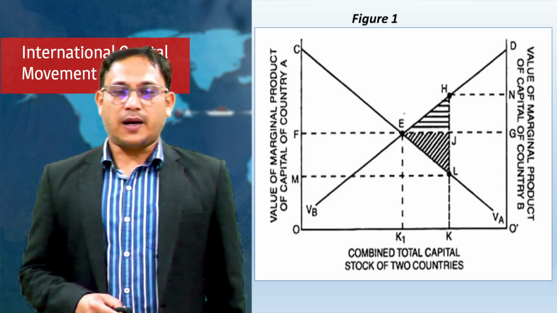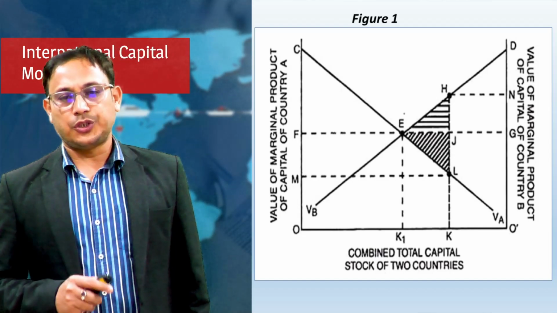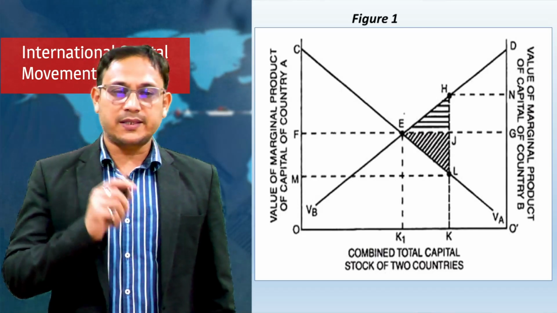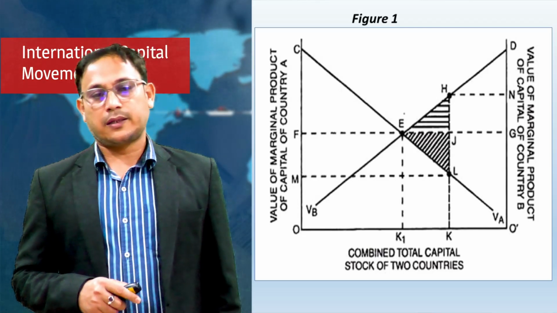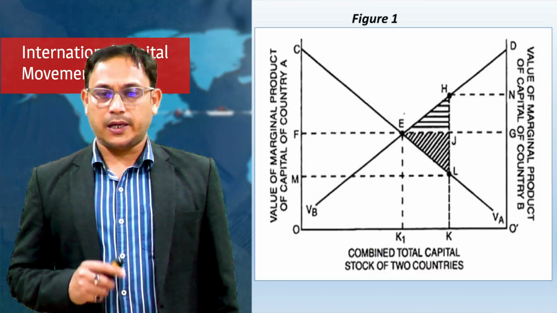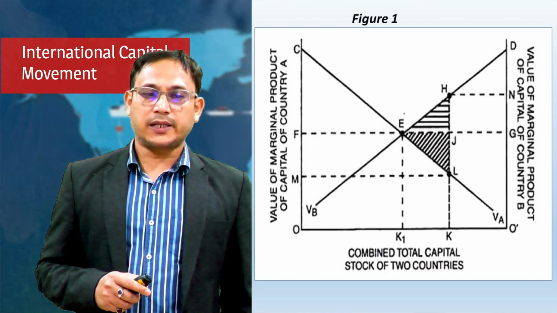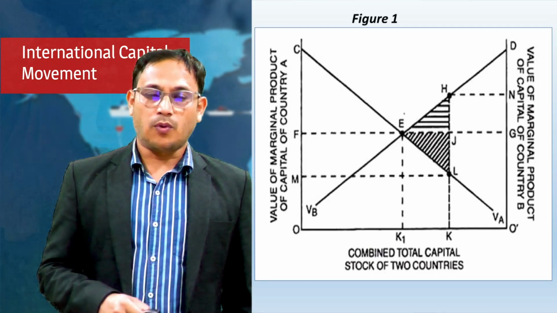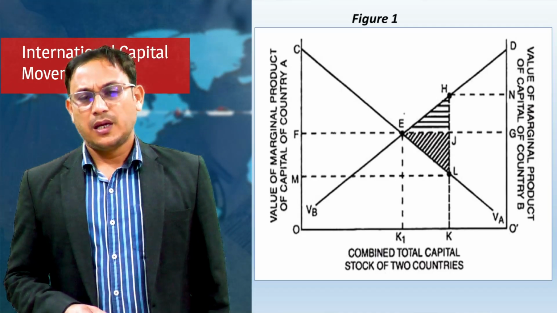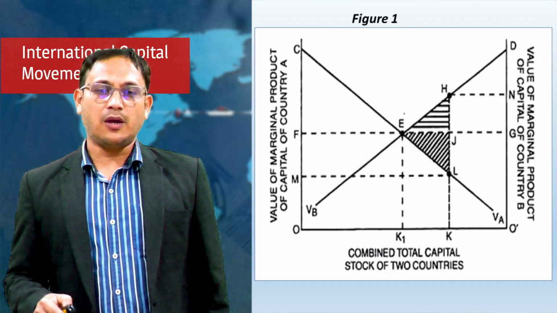Now what happens in the case of country B, that is the host country? Country B in isolation invests its entire capital stock, that is O dash K, domestically at a yield O dash N or HK. So out of the total product O dash DHK, as shown in figure 1, O dash NHK goes to capital and the remaining DHN to the other cooperating factors.